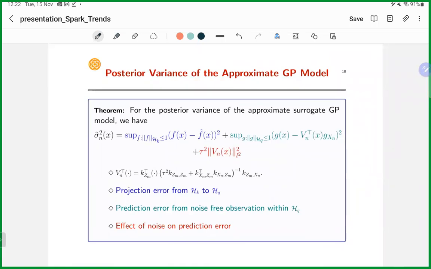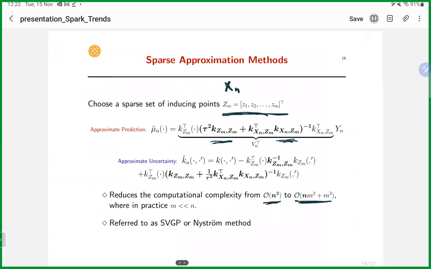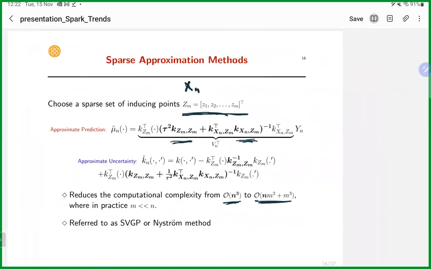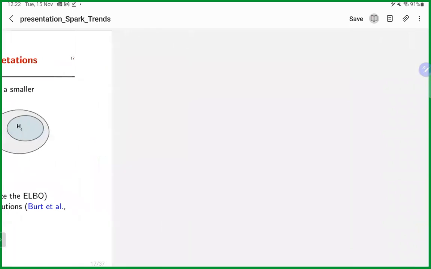Sure. Okay, so this is the main result that we have, one of the main results in the paper. So we proved the approximate posterior variance. So let me see if I can go back. Yeah. So we saw this approximate posterior covariance using order n computation rather than order n cubed, and we saw the interpretation of these formulas.